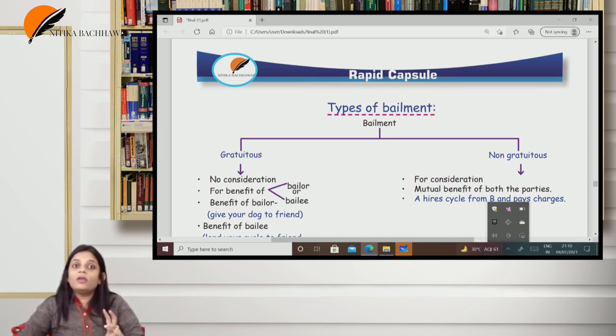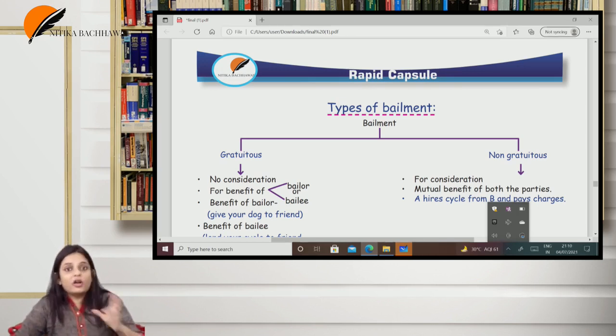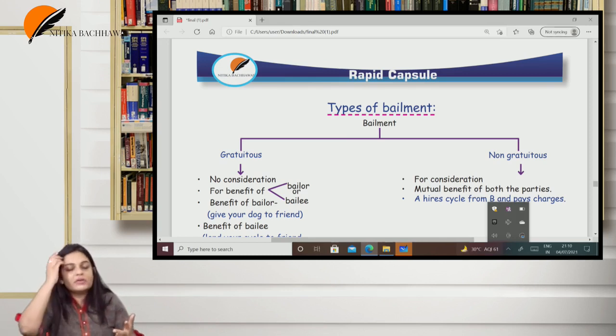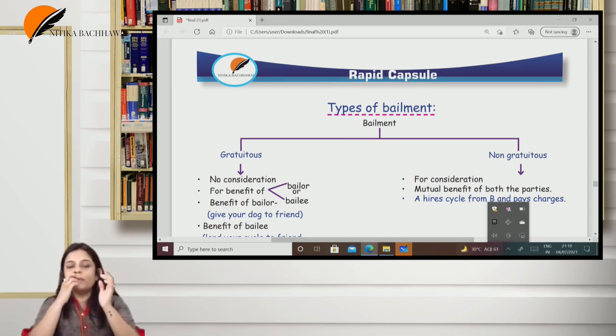On the other hand, when it is a gratuitous bailment, it's not for consideration. So when it is not for consideration, obviously both the parties are not on the receiving end. So it will always be for the benefit of only one party. So it can be either the benefit of the bailer or the benefit of the bailee.